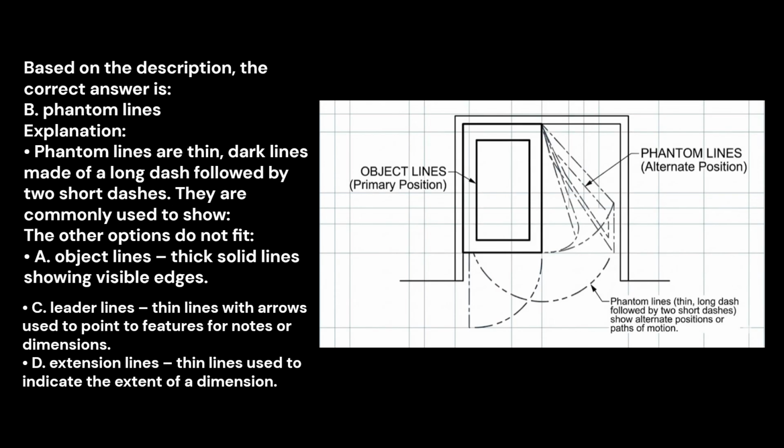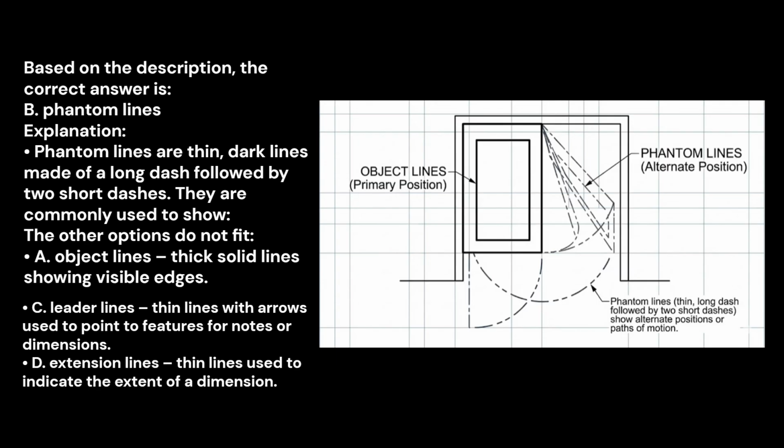Phantom lines. Explanation. Phantom lines are thin, dark lines made of a long dash followed by two short dashes. They are commonly used to show the alternate positions of a moving part, such as the swing of a door, the path of motion of a part, adjacent positions of related parts. The other options do not fit.